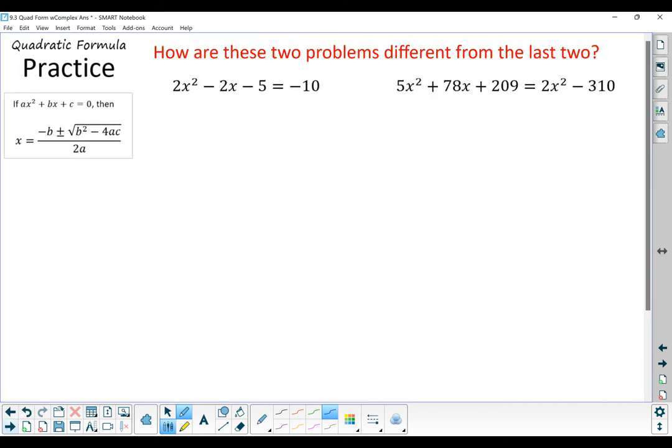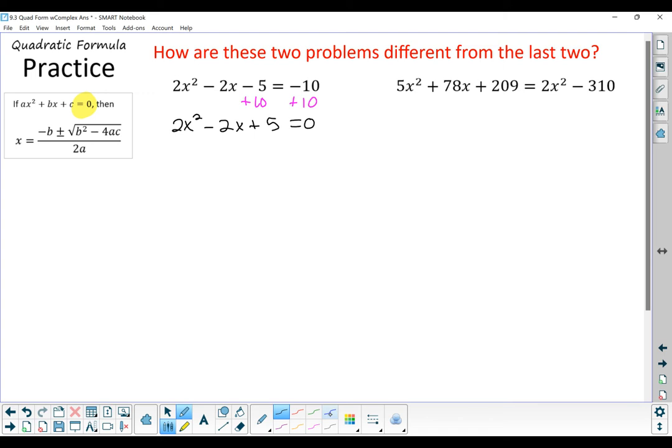So our next two problems are a little bit different than the last two. Hopefully when you look at them, you realize that the reason that they're different is because they are not equal to 0 at this point. So in order to use the quadratic formula, you need to have equations that are equal to 0. So we're going to add 10 to both sides of this equation. So we get 2x squared minus 2x plus 5 is equal to 0.